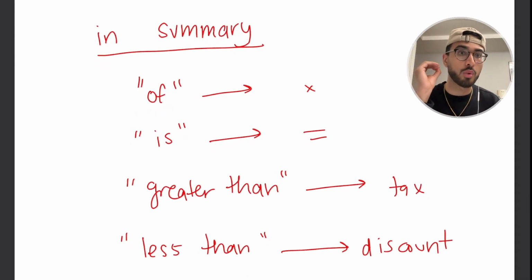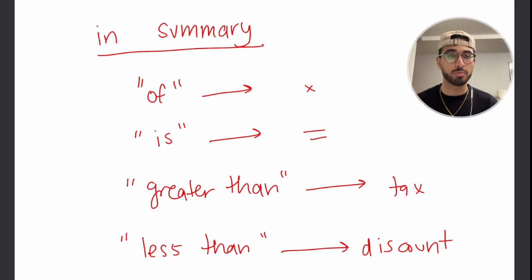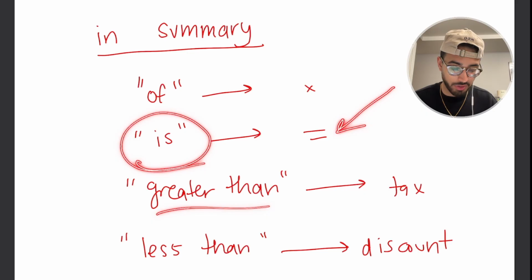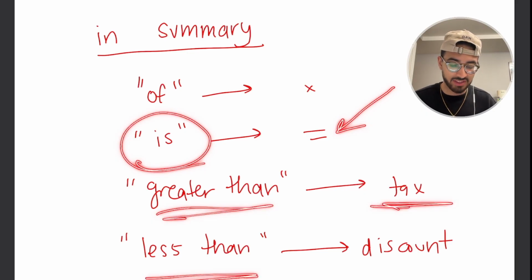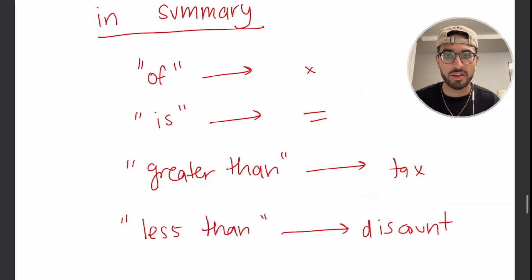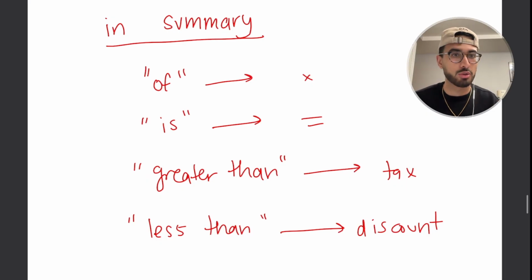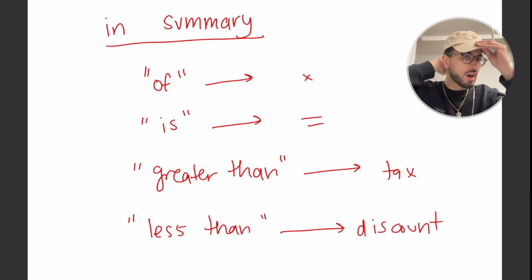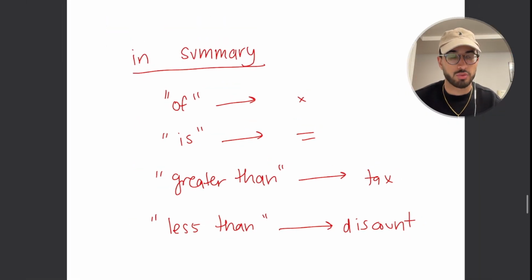But in math, or word problems, you can consider "of" like a multiplication. "Is" is going to be like an equal sign, "greater than" think tax, and "less than" think a discount. Okay, so those are your 4 little word cues that are going to be extremely helpful on the SAT. Okay, so let's dive into some actual practice questions now.